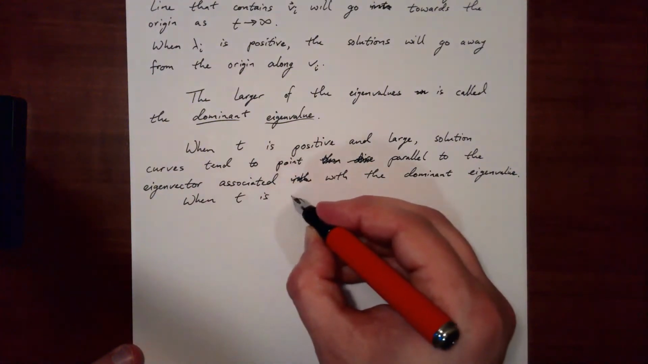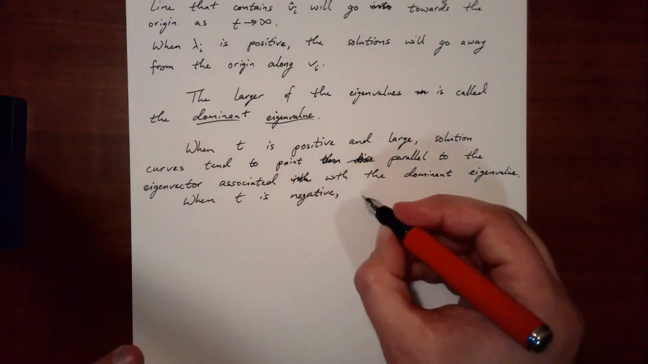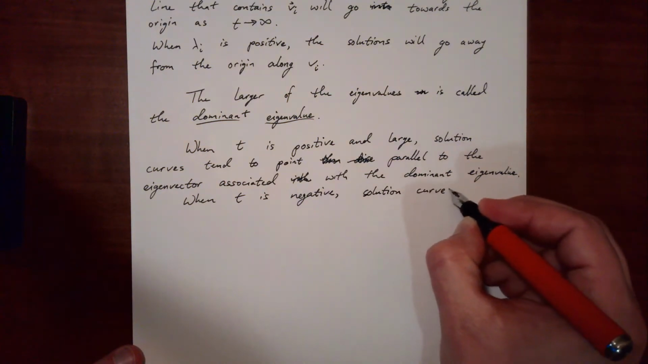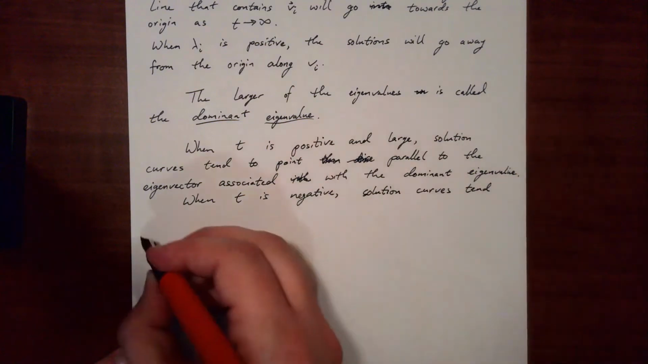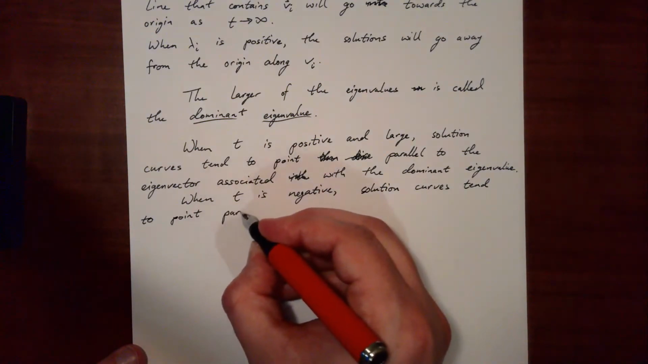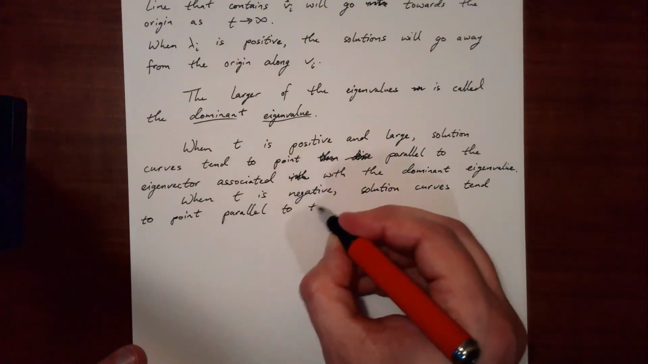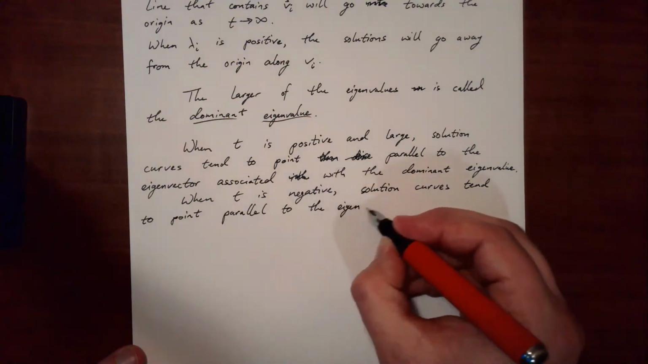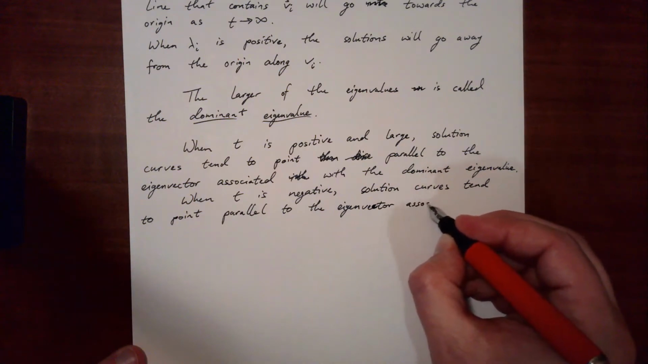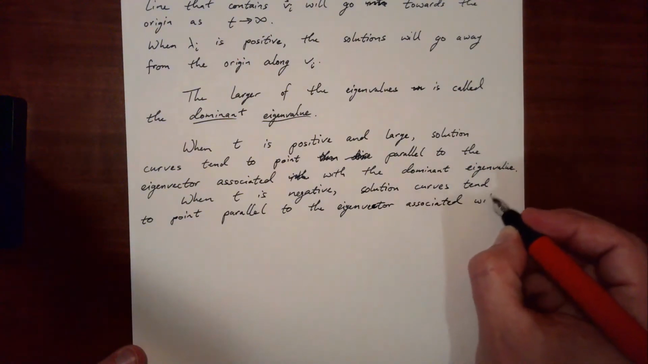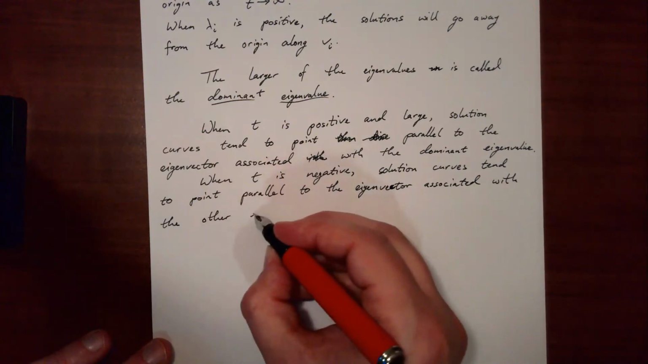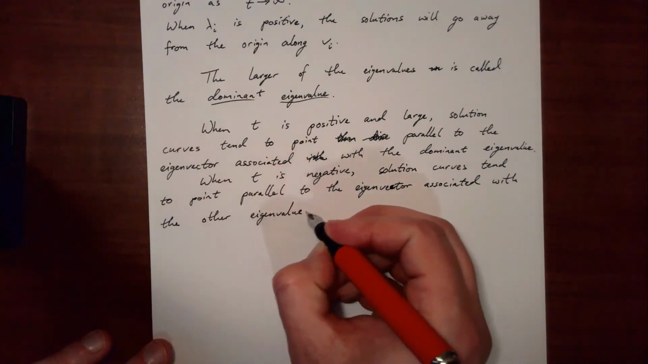When t is negative, solution curves tend to point parallel to the eigenvector associated with the other eigenvalue.